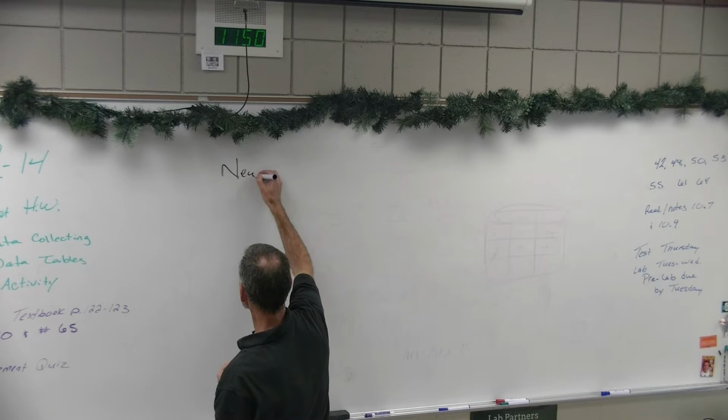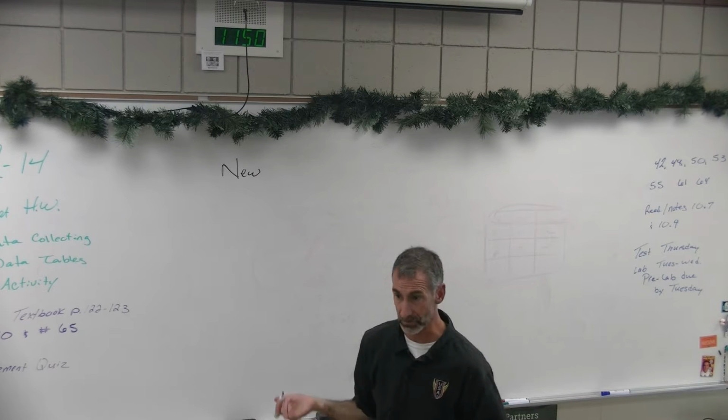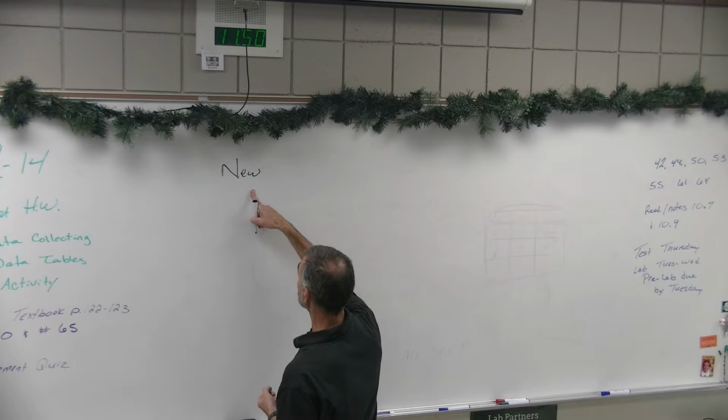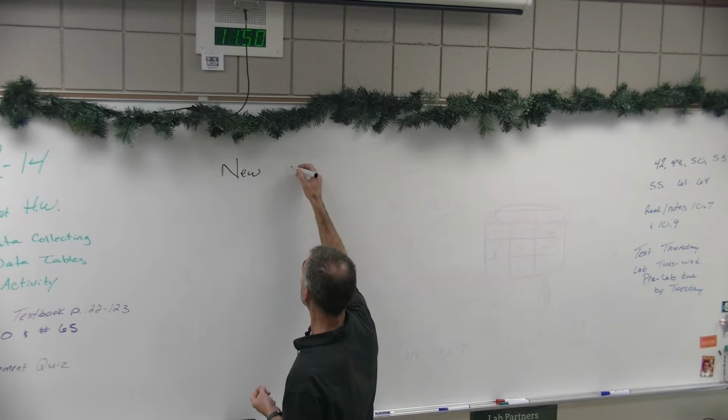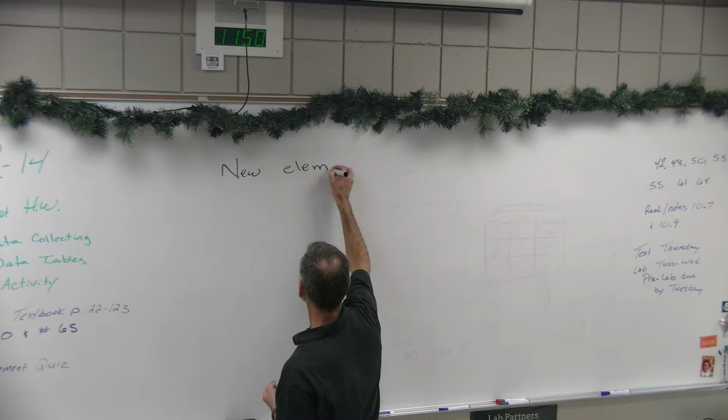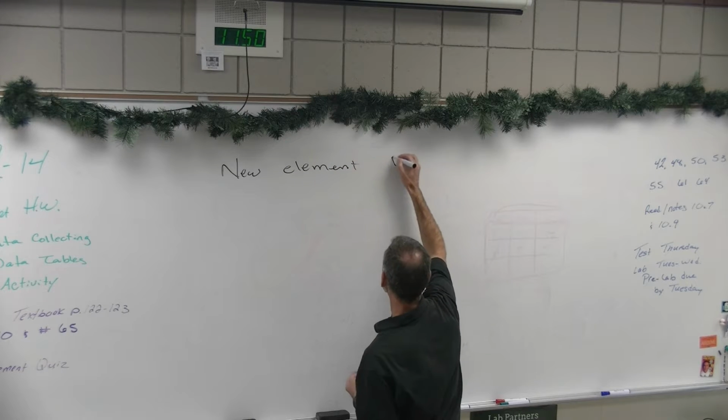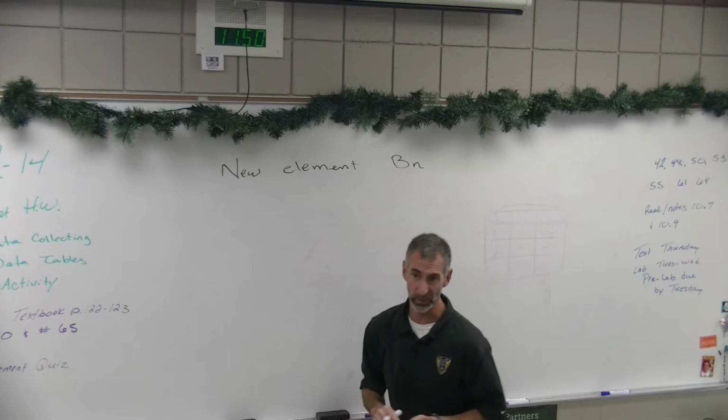My sister-in-law works for NASA. She's an atmospheric chemist, which is really, really cool. And she sent me samples of a new element that was discovered. And the new element has a symbol of capital B, a little n. You want to write some of this stuff down.